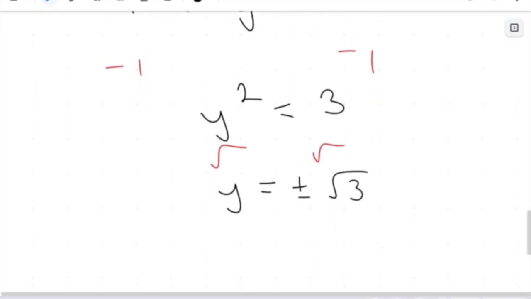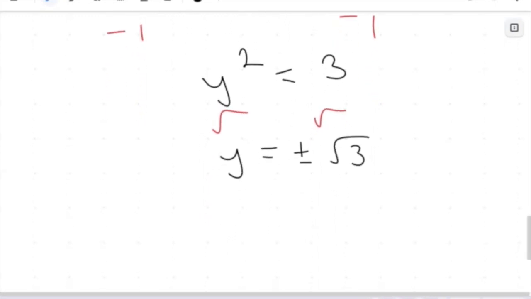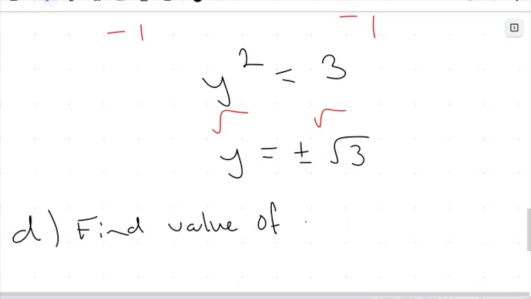Now, one more, practicing this. I want to find the value of x when y equals 1/2.